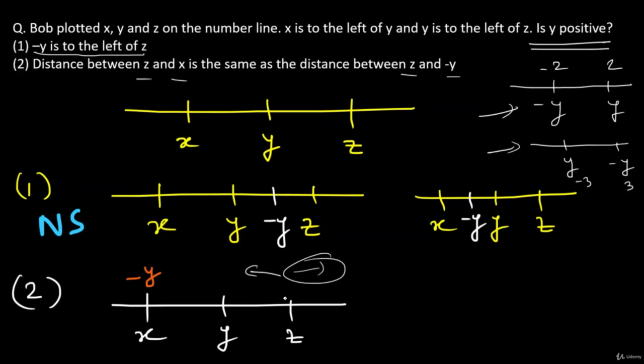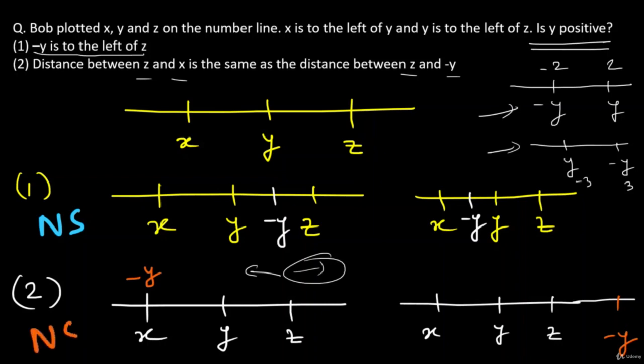So let's do it over here. So let me draw that over here. I have x, y and z, and minus y could be over here. So in this case also, I have both possibilities, right? Minus y is over here and y is over here, and y is over here and minus y is over here. Therefore, statement 2 alone is also not sufficient.